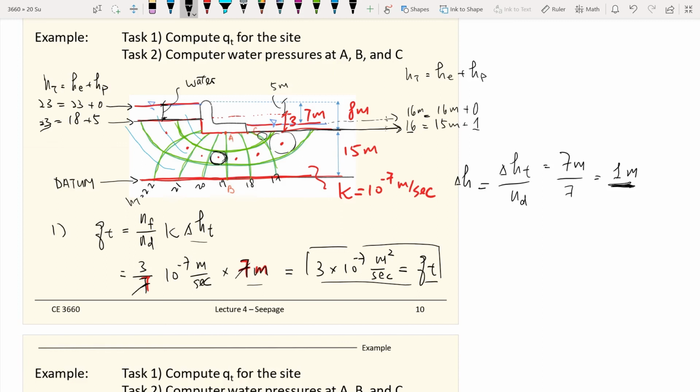But anyways, this is what we want to get to: find out the total head at each equal potential line. So we are solving the problem of finding the water pressure at point A, point B, and point C. So let's look at point A. At point A, we are looking at this point, which is at the equal potential line of 19.